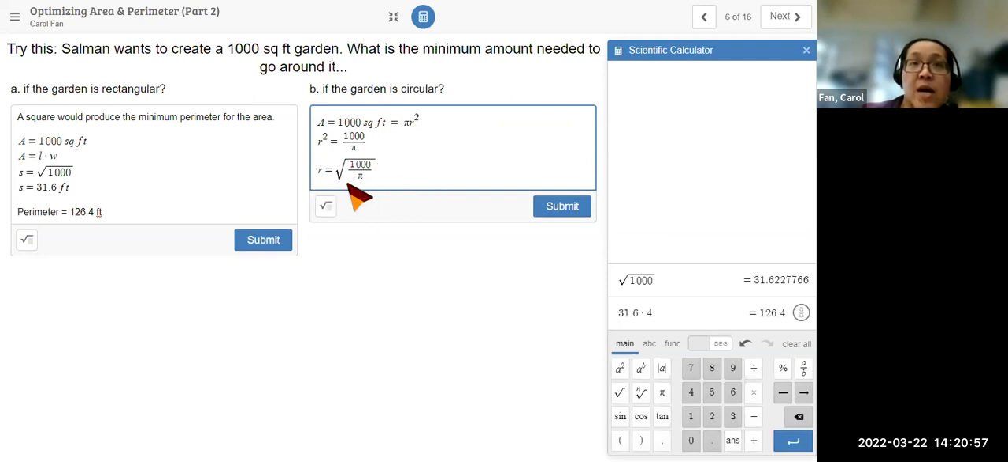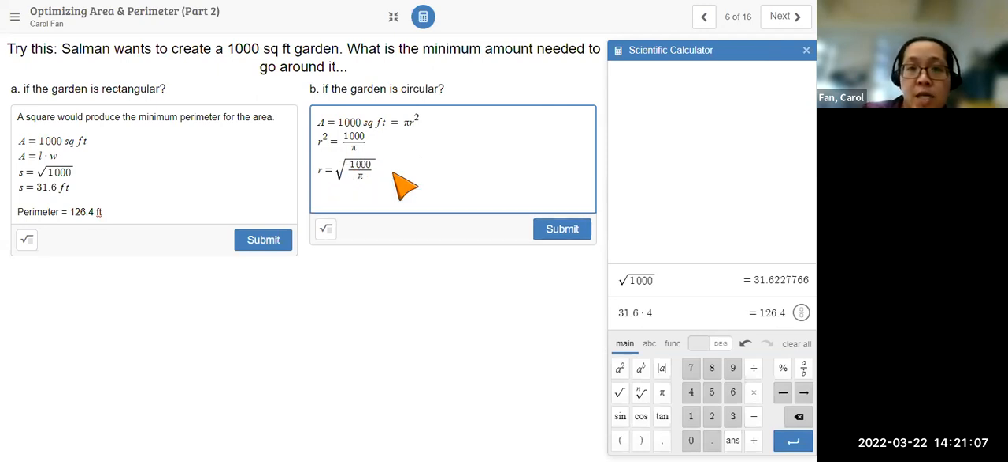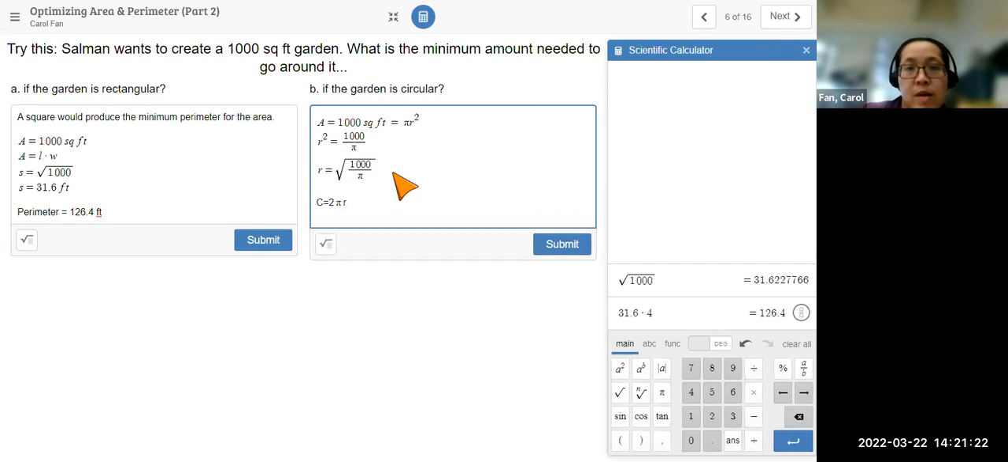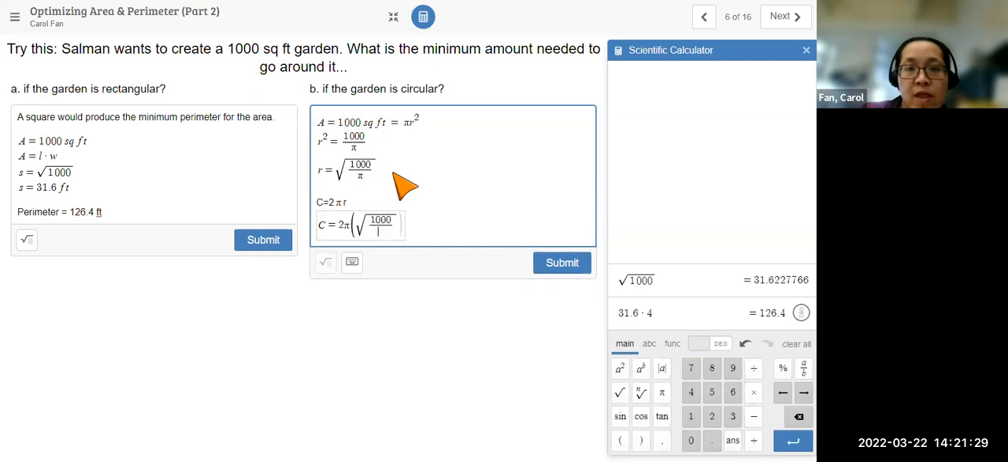It will give me a number already. However, I'm not going to do it because I would have to round it. So I'm going to keep it the way it is and then substitute it into my perimeter equation. So perimeter of a circle is circumference. Circumference is 2 pi r. Okay, so 2 times pi times the square root of 1,000 divided by pi.